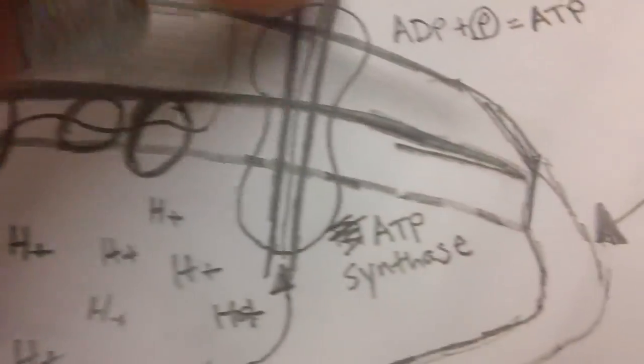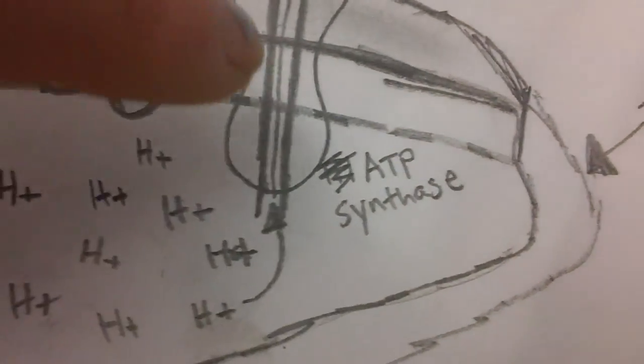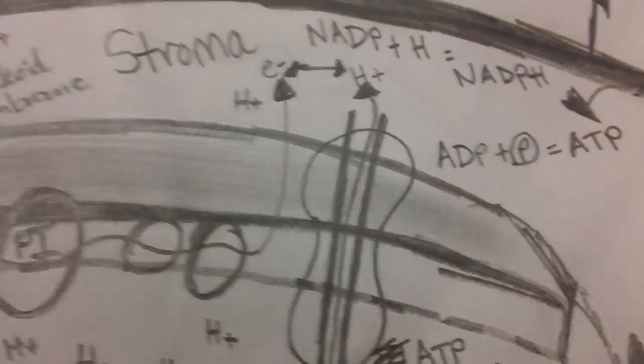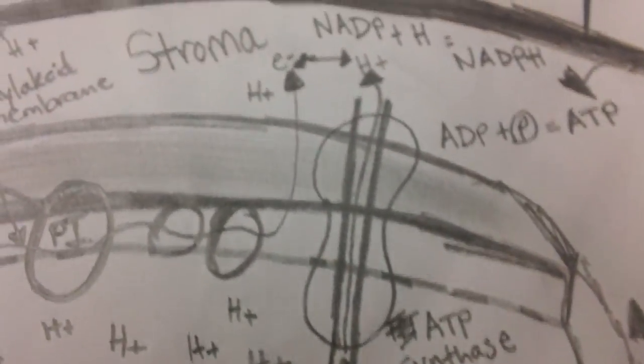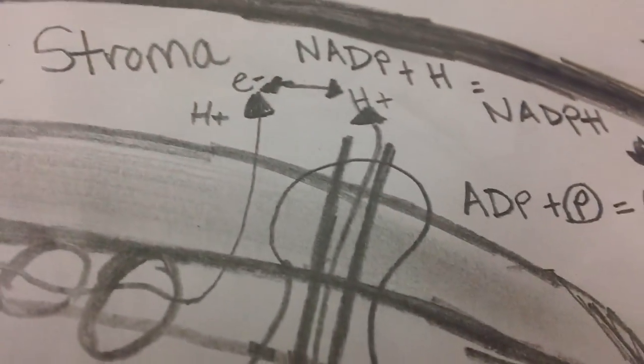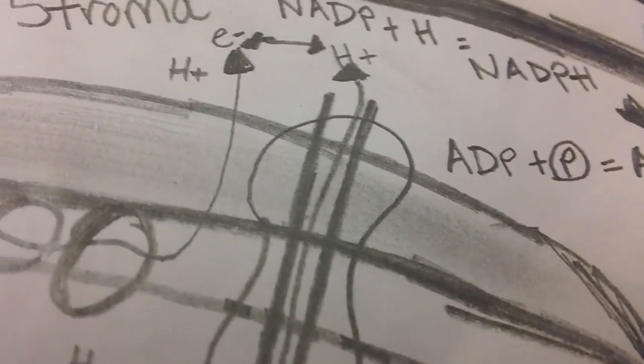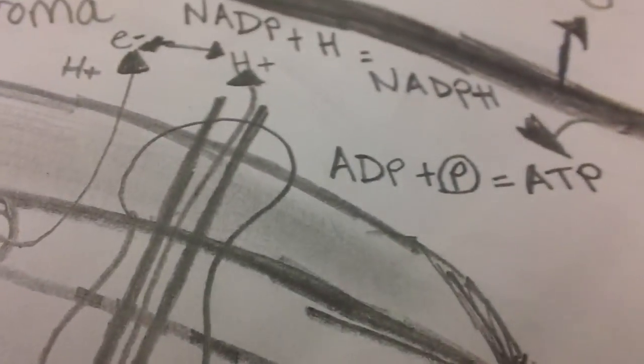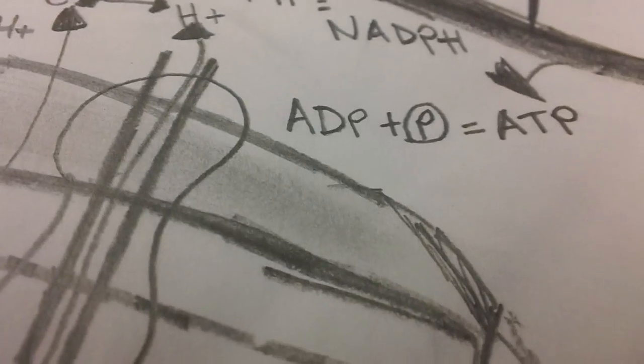Well, the electrons are just going to go up, and the hydrogens are going to go through the ATP synthase. Once they go through the ATP synthase, the hydrogen ions and the electrons are going to bond together again and go up and bond with NADP, which creates NADPH. And then the ADP is going to be waiting there, and it's going to get attached to a phosphate, and it's going to create ATP.